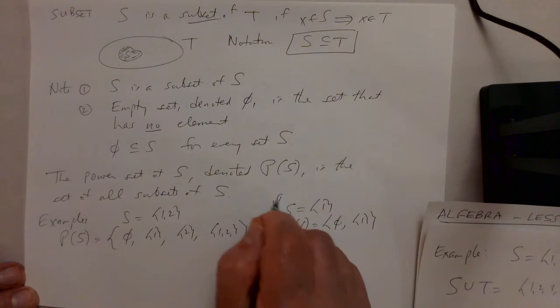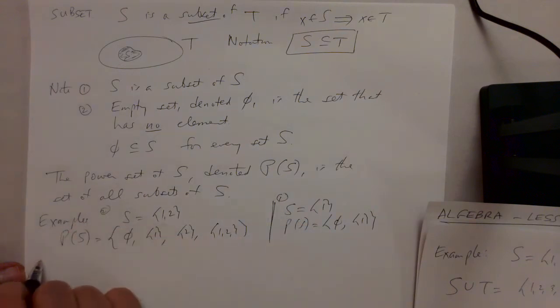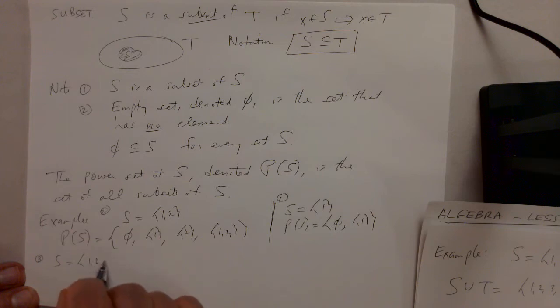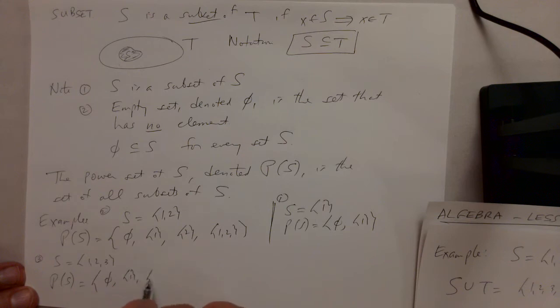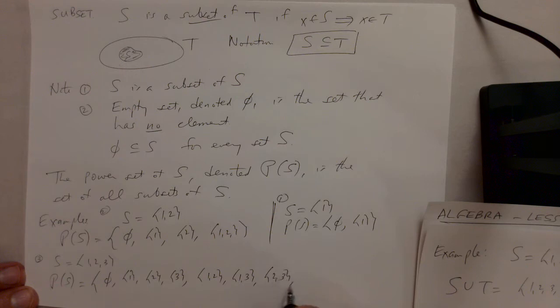So I'll call this example 1, this example 2. Example 3 is the set that consists of the numbers 1, 2, and 3. What is the power set of S? Well, we have the empty set. We have all the one element sets. We have all the two element sets. And we have the set itself.